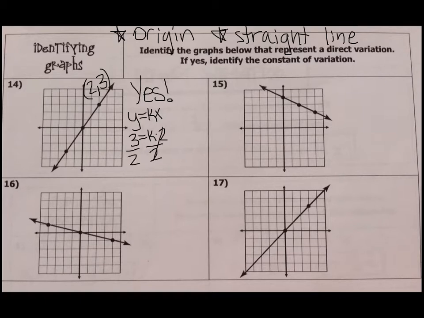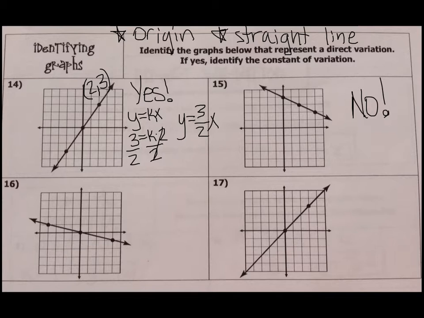We find that the constant of variation is 3/2, so our equation is y equals 3/2 x. Our constant was 3/2. Number 15, we want to check if this is direct variation. Does it go through the origin, and is it a straight line? This does not go through the origin, so no, this is not direct variation.